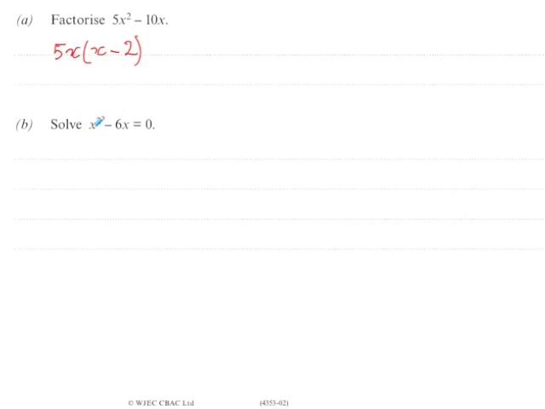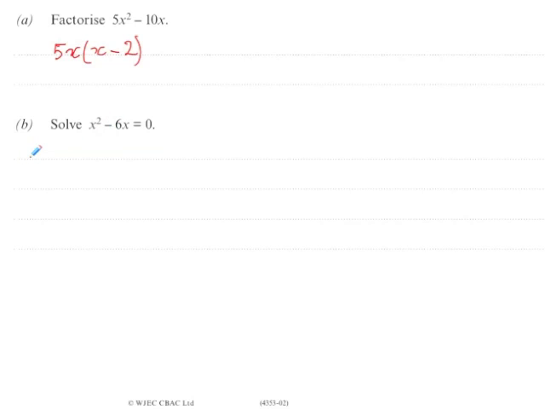Now here you're asked to solve the expression x squared minus 6x equals 0. Having the x squared in there and an x there means that this is a quadratic equation, and quadratic equations have two solutions to them, so you need to be a bit careful. This is the first way I'll show you.